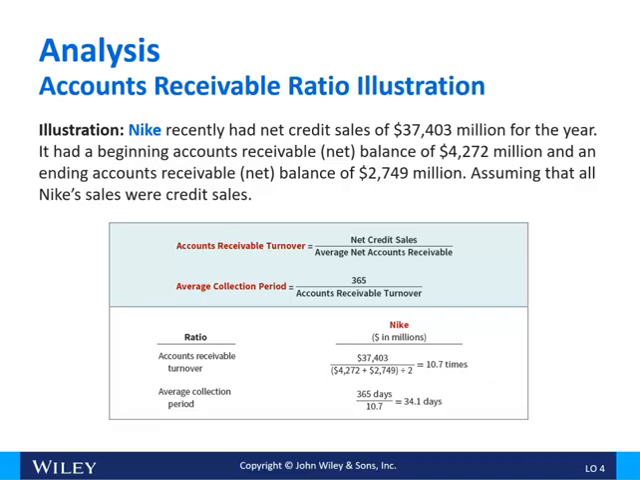10.7 times. We can figure out the collection period average by taking 365 divided by that 10.7, and on average, we're collecting our receivables every 34.1 days. So from the time we make a credit sale to the time we receive that cash, on average, it's 34 days, just over 34 days. Okay. Again, good information to have.